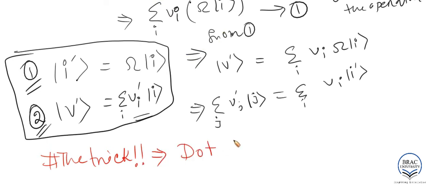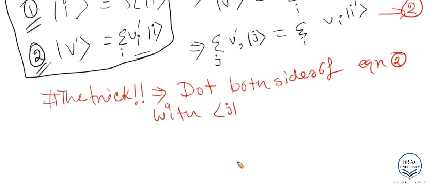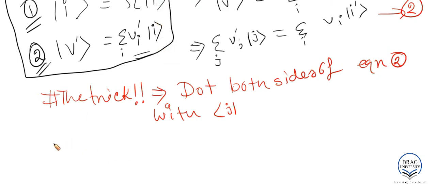Dot both sides. Okay, let's call this equation 2. Dot both sides of equation 2 with bra of j. So let's try to see what happens if you do that. Again, let's switch back colors. So after dotting, by dotting I mean taking inner product.